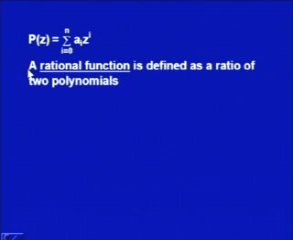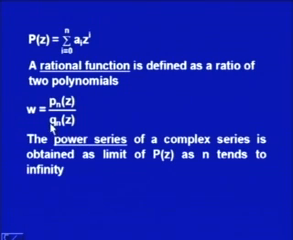From here we extend to a rational function. A rational function is defined as a ratio of two polynomials. So, if I have two polynomials p_n(z) and q_m(z), then w is p_n(z) divided by q_m(z). Normally these n and m are different, but they may be the same. Here you may note the important thing is that q_m(z) is not 0.